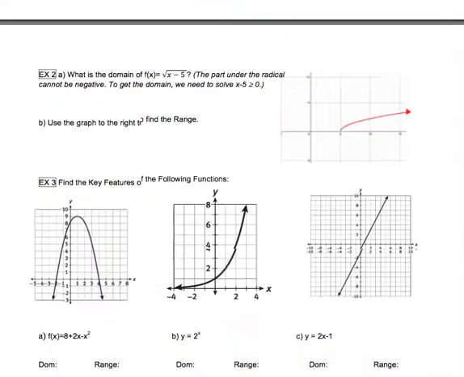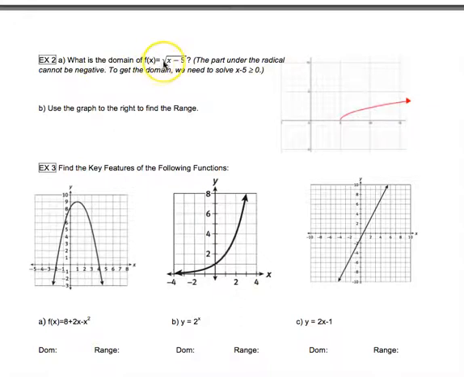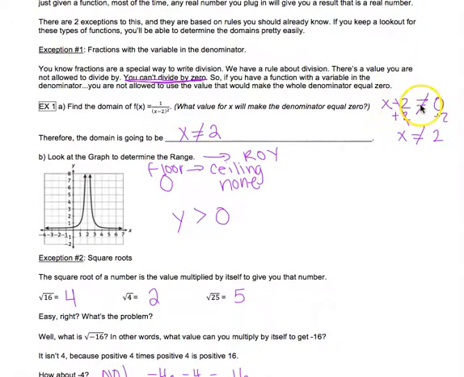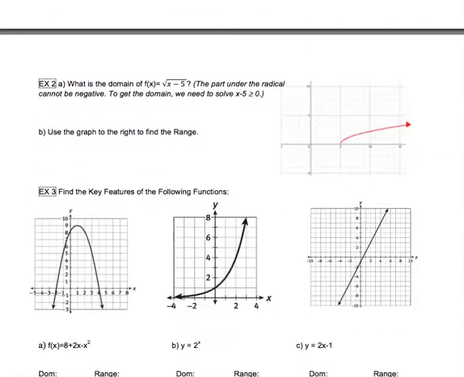So here we're looking for the domain of f of x equals the square root of x minus 5. So the part under the radical can't be negative. So just like up here where I said x minus 2 can't equal 0, down here I'm going to say x minus 5 has to be greater than or equal to 0, because that will make sure it's not negative. And then I just solve this for x in order to get my domain. So x greater than or equal to 0 plus 5, which is 5. So x greater than or equal to 5 is my domain.